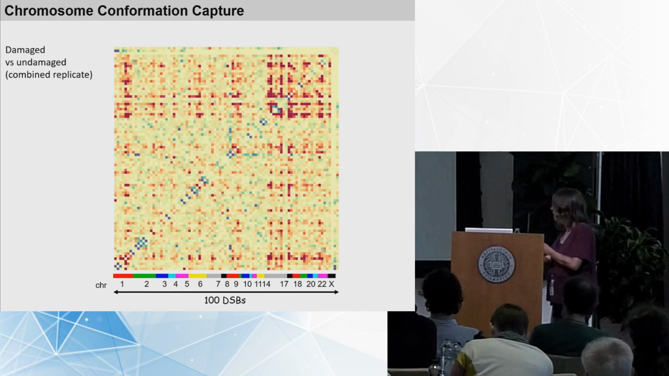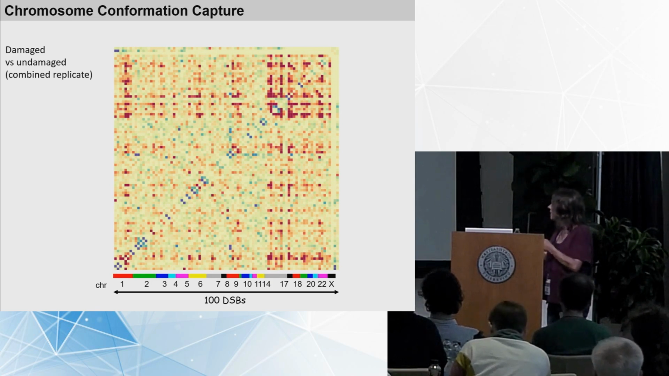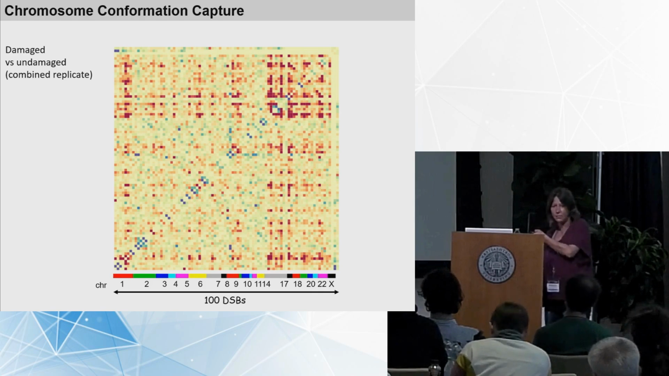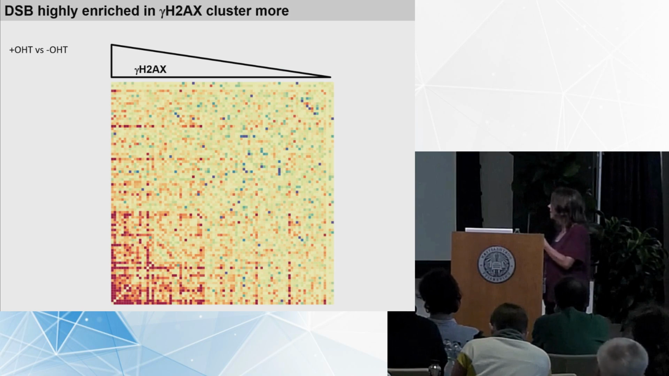So here it's a damaged versus undamaged heat map, and each of the squares is 1 megabase around the DSB, okay? And what we could see straight from this heat map was that some DSBs indeed are able to cluster, while it is not the case for some others. So you take the same heat map, and you just reshuffle it based on the gamma-H2AX signal that accumulates around each of these DSBs, and that's the picture you have.